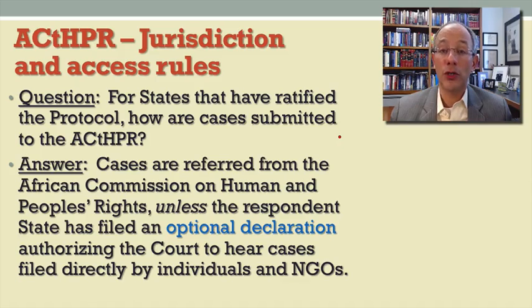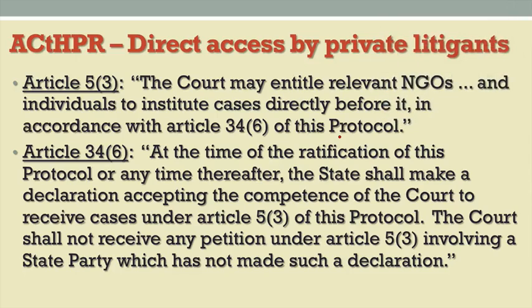This is a similar procedure to what we saw in the Americas when the Inter-American Commission referred cases to the Inter-American Court. However, there's an innovation here that doesn't exist in the Americas, and that is that a state can file an additional optional declaration that authorizes the court to receive complaints filed by individuals and NGOs directly with the court. And that optional declaration you can see set forth in the combination of these two articles, Articles 5.3 and Article 34.6 of the African Charter.